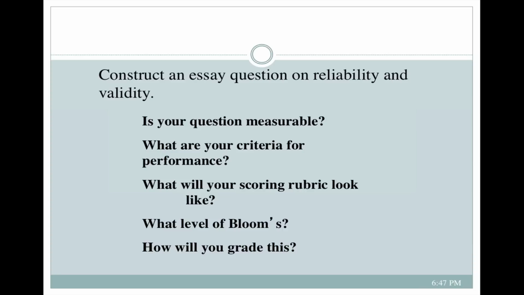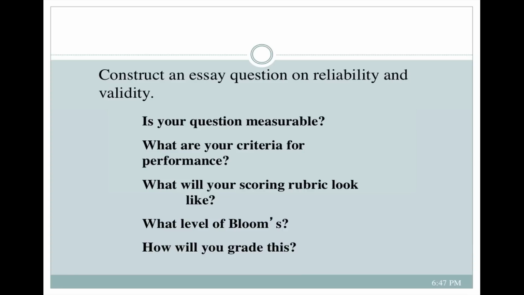So to start this discussion, I want you to construct an essay question on reliability and validity. So take a moment, stop the video, write out a short question that asks someone to explain or demonstrate their knowledge of reliability and validity, thinking about this course. And then, after you do that, I'd like you to reflect on some questions.